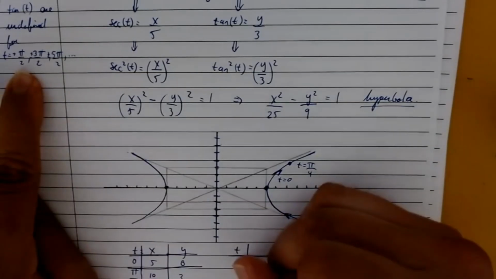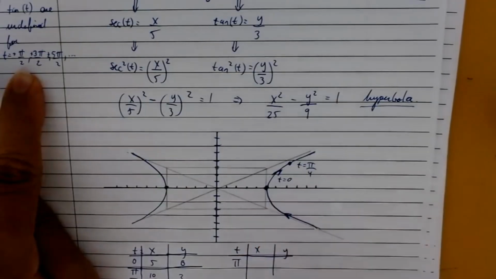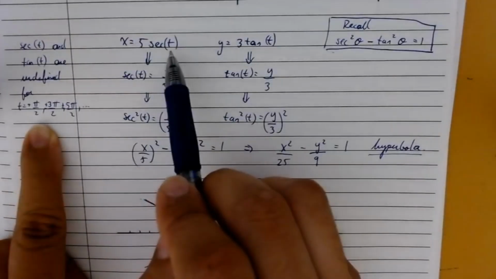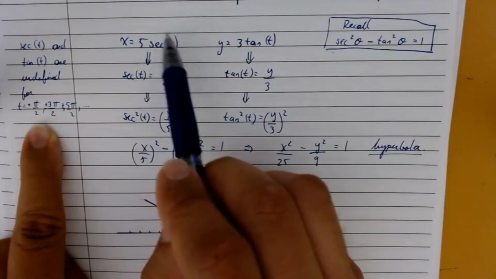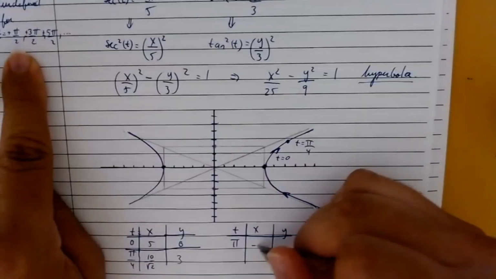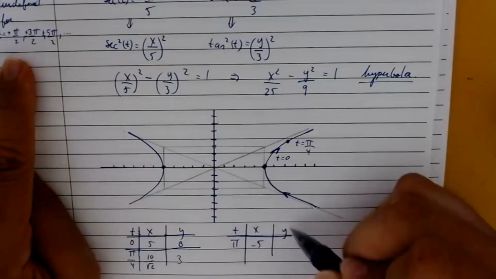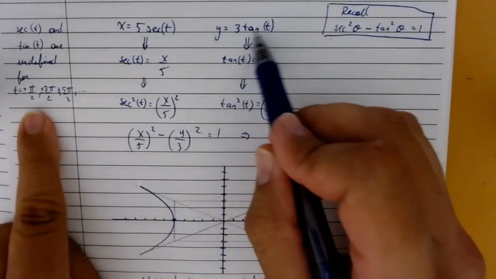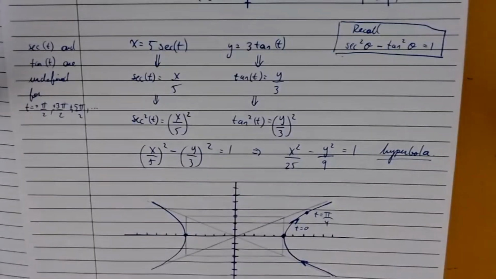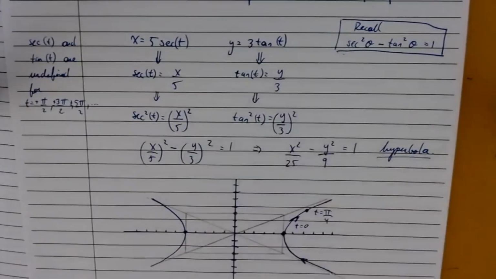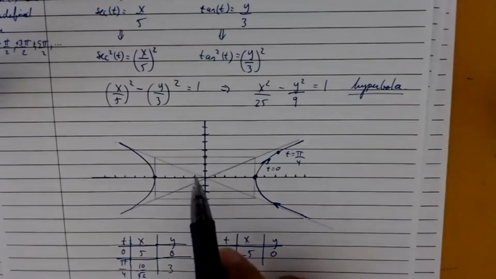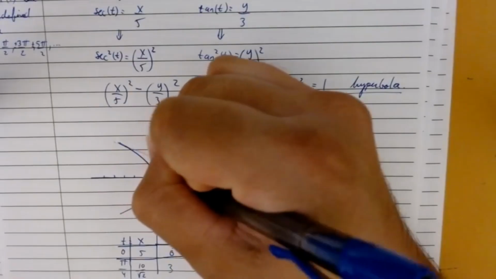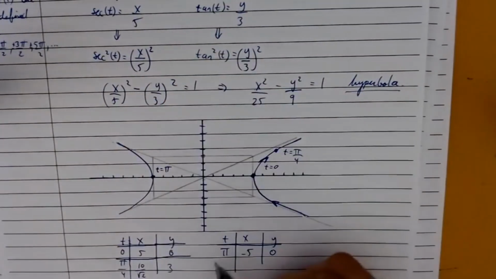let me say pi. Then here's my x and here's my y. If t is equal to pi, let's plug it in right here. Secant of pi is negative 1, and 5 times negative 1 is negative 5. If I plug in t equal to pi to find my y value, the tangent of pi gives me 0, and 0 times 3 is 0. So I have negative 5, 0. That's that point there. So that's what happens when t is equal to pi.